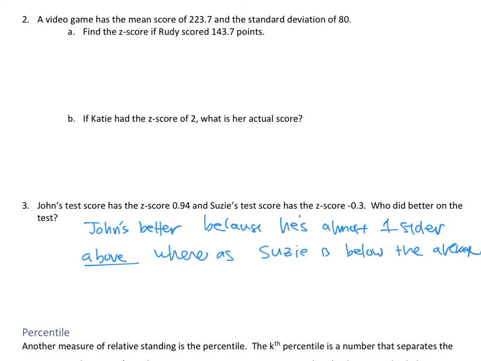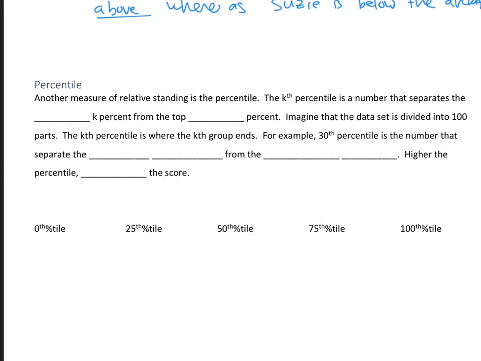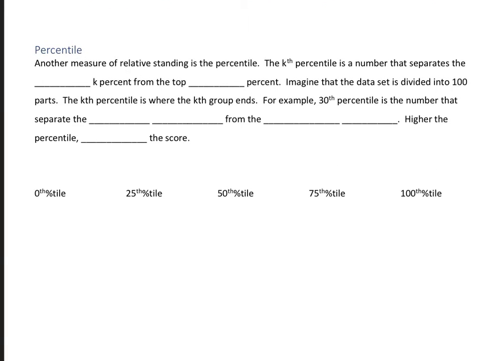Okay, all right, let's look at the next one, percentile. So this is another way to compare your number against other people in your data set. A percentile is another measure of relative standing. The kth percentile, so it could be like 20th percentile, 40th percentile, 90th percentile, is the number that separates the bottom k percent from the top 100 minus k percent. Why is it 100 minus k? Because if it's bottom 30%, that means it's top 70, because the whole thing is 100%. If it's bottom 20%, then it's top 80, because 100 minus 20 is 80.